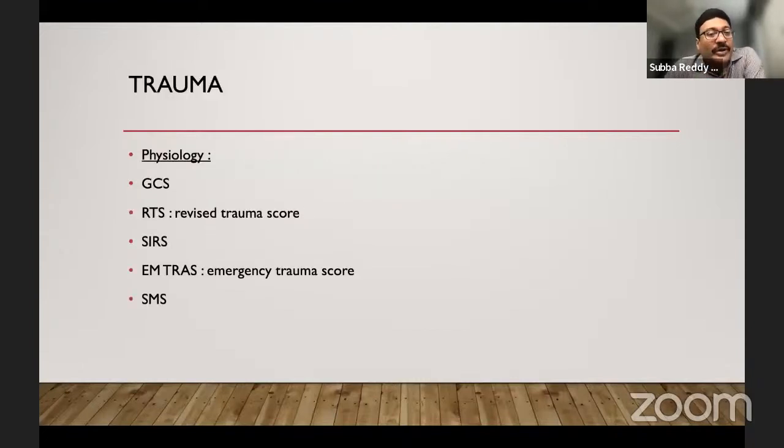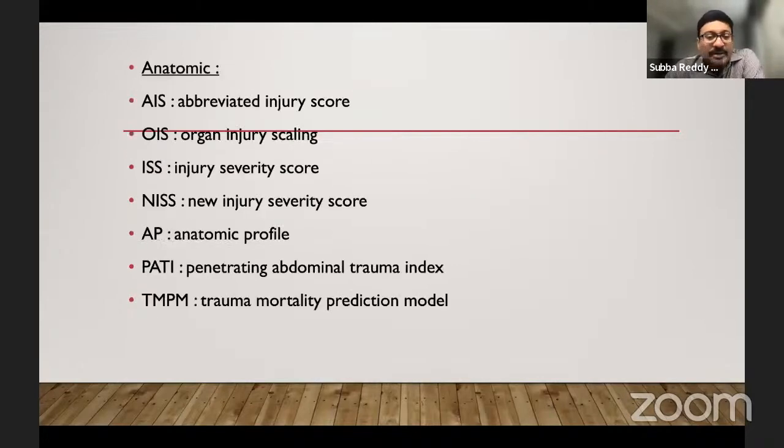And in trauma, if you look at the GCS, GCS is not a critical care scoring system, but still we follow the GCS in the neuro intensive care units. We have a revised trauma score. We have emergency trauma risk assessment scores. And based on the anatomy in trauma, we have the abbreviated injury score.